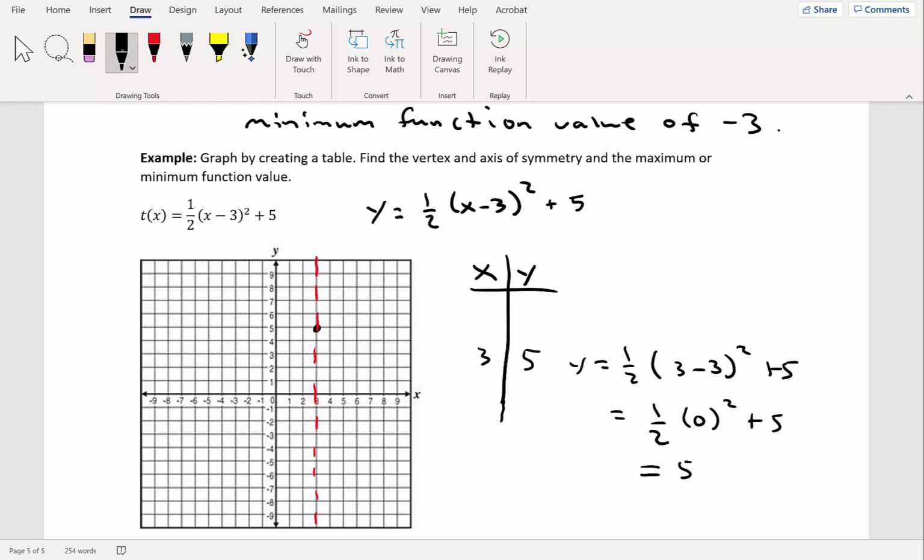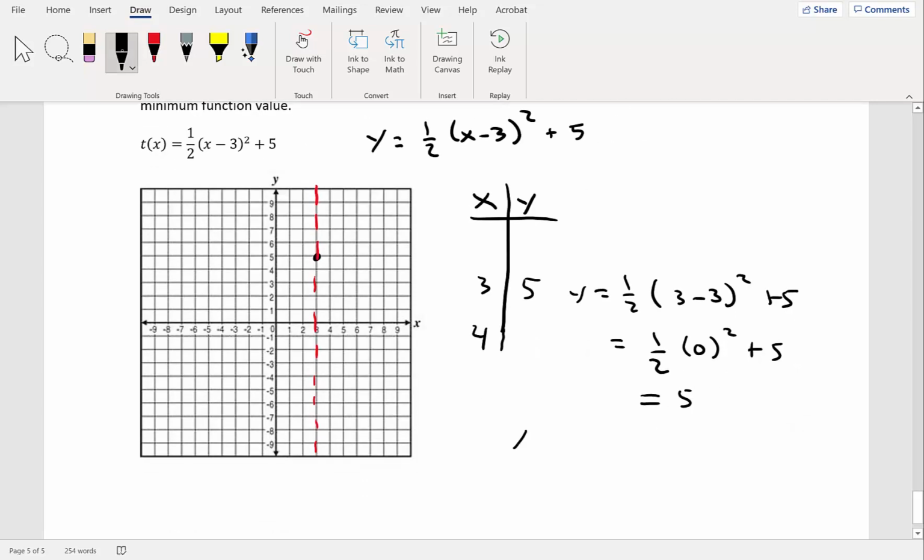Well, now let's go ahead and pick another value for our x. Let's pick, I don't know, let's say 4. So if I plug in 4 for my x, I get y is equal to 1/2 times 4 minus 3 squared, and then plus 5. If I plug in 4, I'm actually going to end up with a fraction. Let's change it into 5 instead. It'll make it a little bit easier when we're plotting, and give a more accurate graph. Okay, so let's plug in 5 instead.